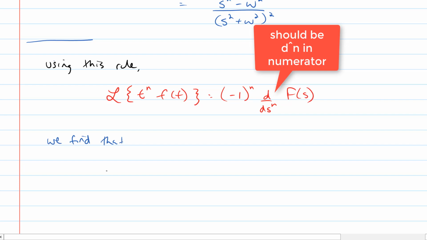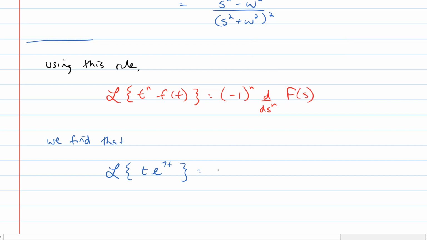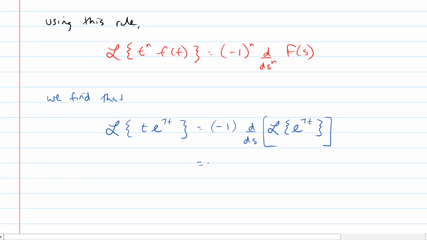We find that the Laplace transform of t e to the 7t is equal to, n is 1 here, so it's going to be negative 1 times the derivative with respect to s. We're only doing the first derivative of the Laplace transform of e to the 7t. So that's negative the derivative with respect to s of, and the Laplace transform of e to the 7t is 1 over s minus 7.